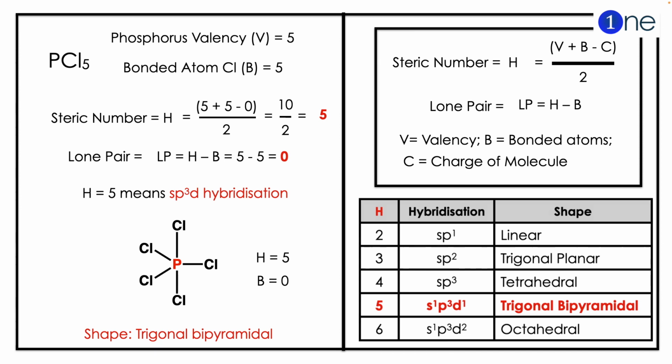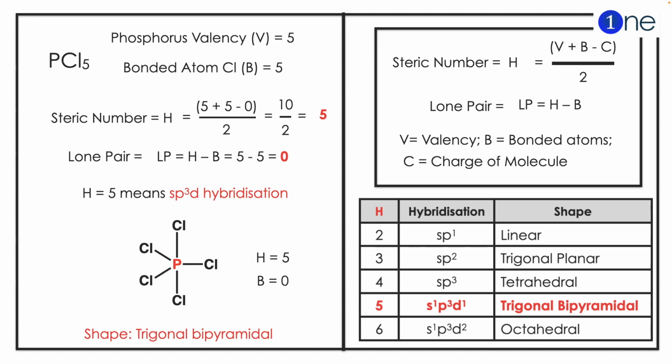Steric number is defined by H, which is (V plus B minus C) by 2. V represents valency, B is bonded atoms, C is charge, 2 represents a bond pair. Lone pair can be calculated from H minus B. Let us get into PCl5.